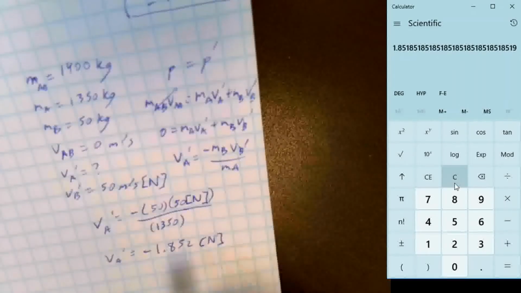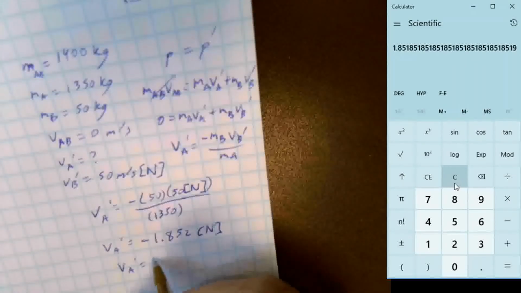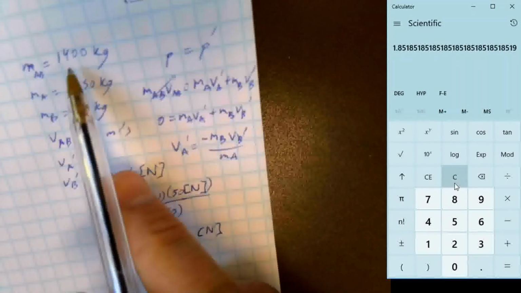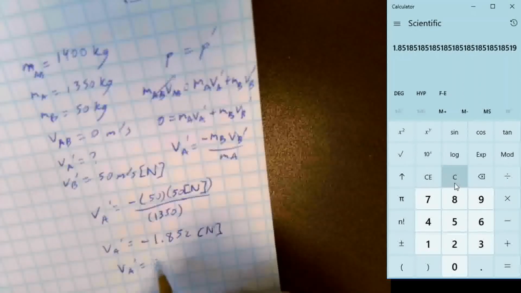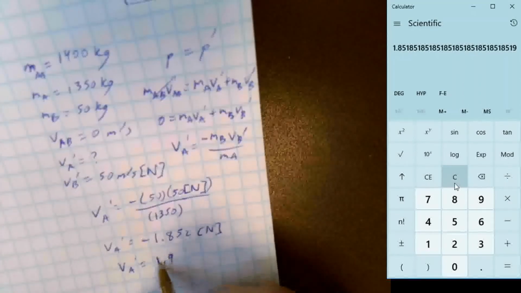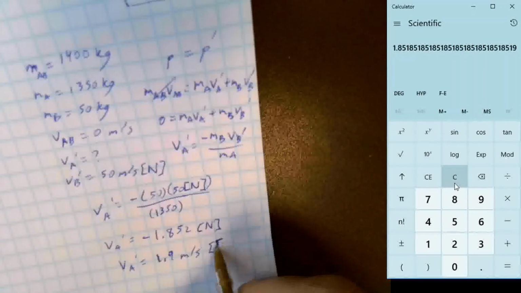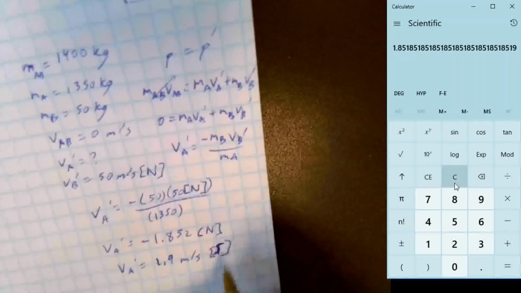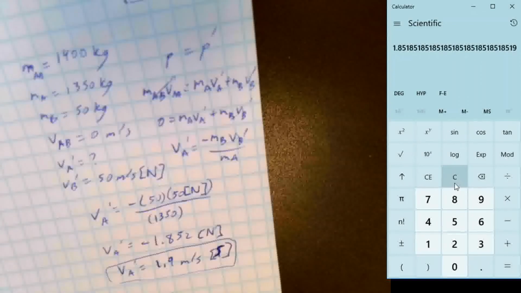Convention is to write this positively, so I'm going to flip this to south and get rid of the negative. So VA prime, and I'm going to round it to, back here it looks like I have a limit of 2 significant digits. So I'm going to round it to 1.9 meters per second south. And that's my solution here. So that's it for this lecture. Next one's going to be when we look at something a bit more complicated, which is in 2 dimensions.